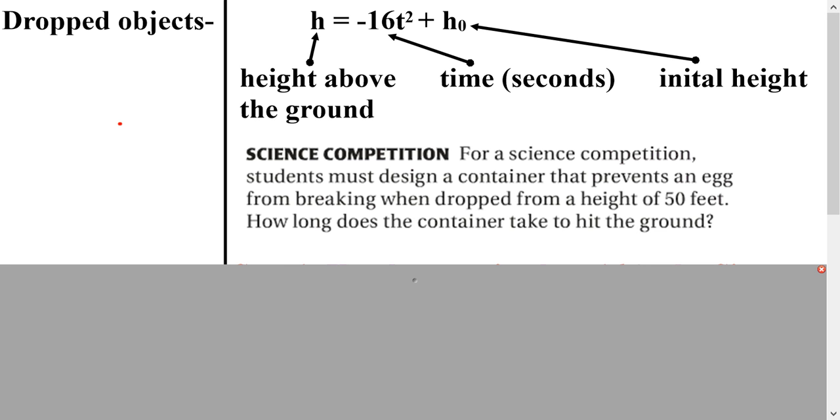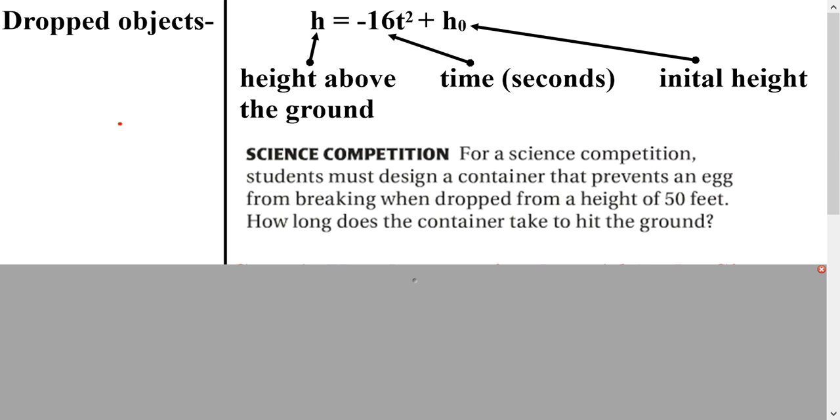Alright, so for dropped objects, if I'm working with any kind of object that's being dropped from something, there is a formula for this. You might have seen this in physics class. The formula is h equals negative 16t squared plus h naught. This is pronounced h naught, this h sub 0. And what this means is h is the height above the ground, t is the time in seconds, and h naught is the initial height that the object is being dropped from.